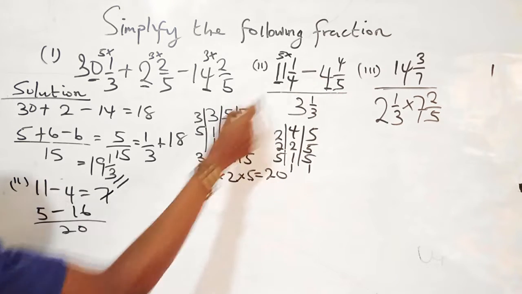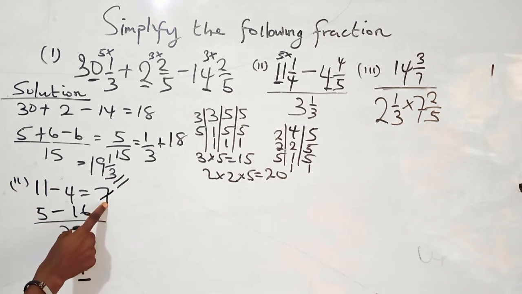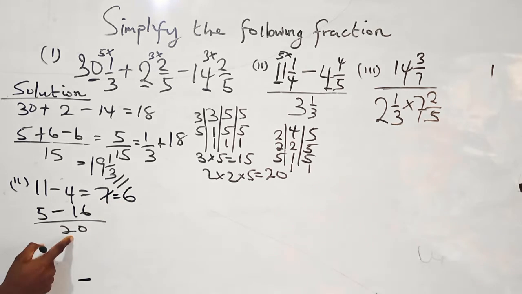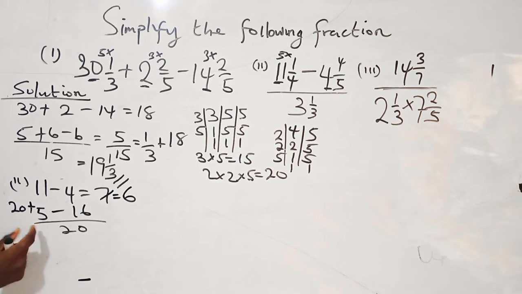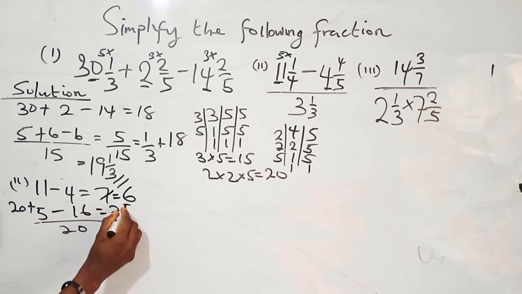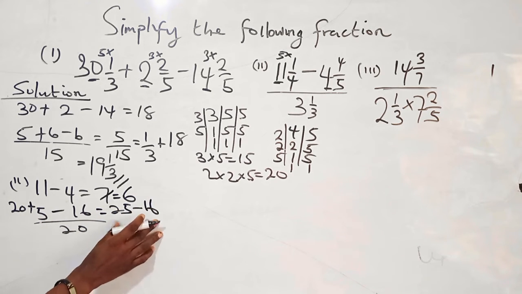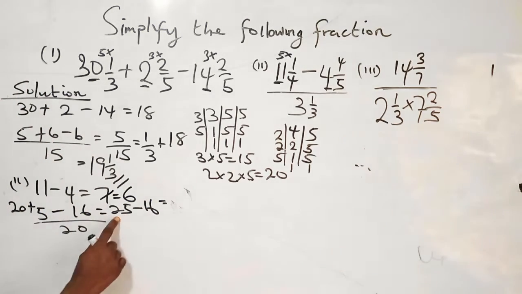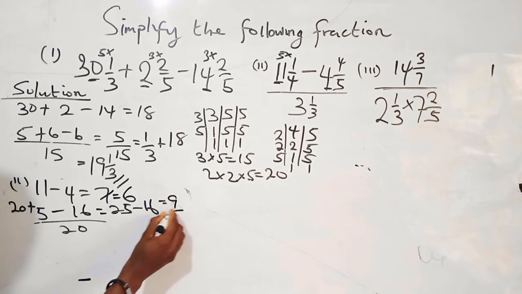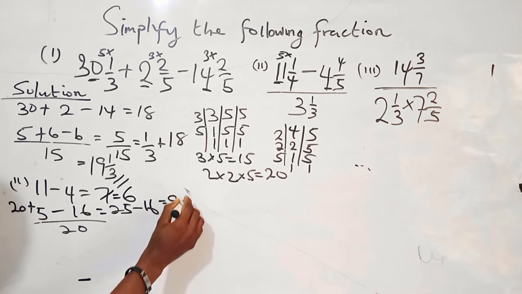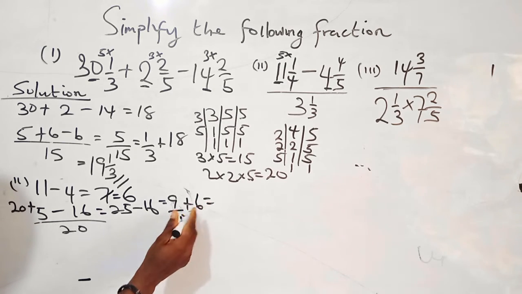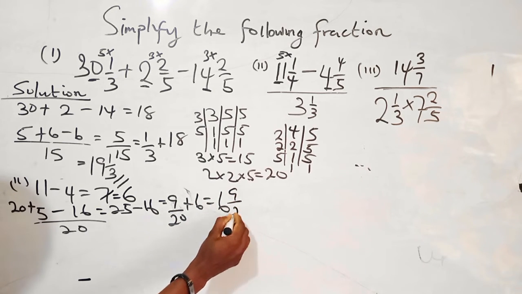We said 11 minus 4, that is 7. So we have to borrow 1 from here. So we have 6 as a remainder. The 1 we borrow returns to 20, and we add it to the first number here. So 20 plus 5 is 25. 25 minus 16 is 9. So 9 over 20. Do not forget what we have left here is 6. So we have 6 whole number 9 over 20.